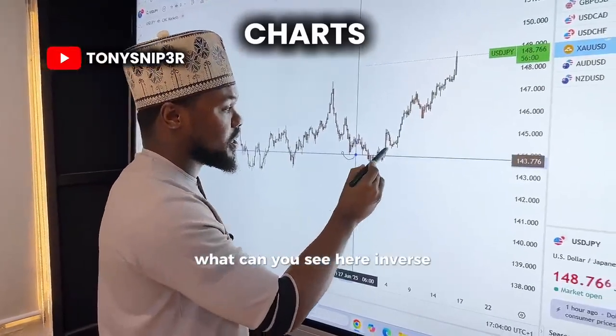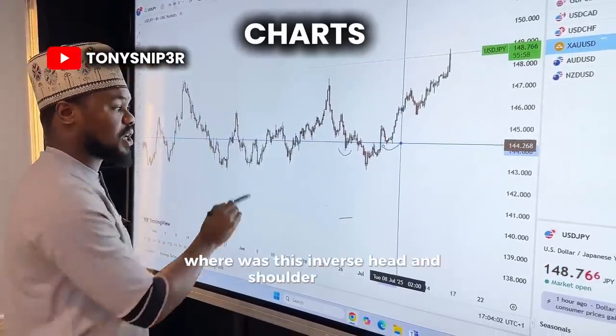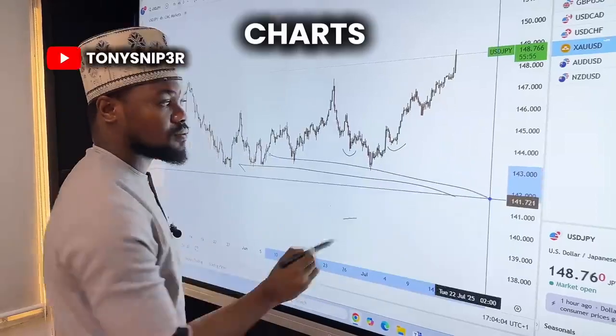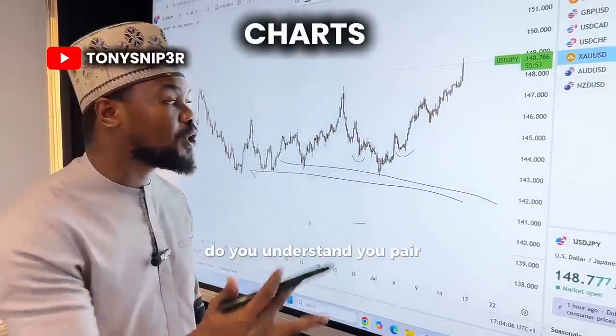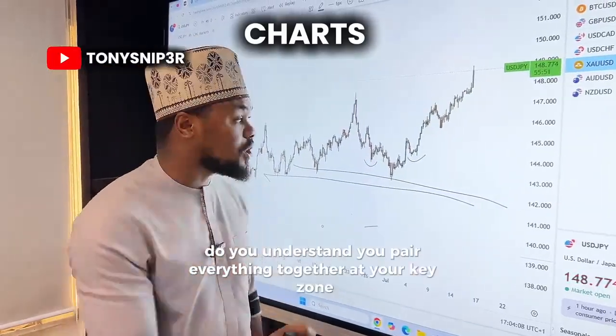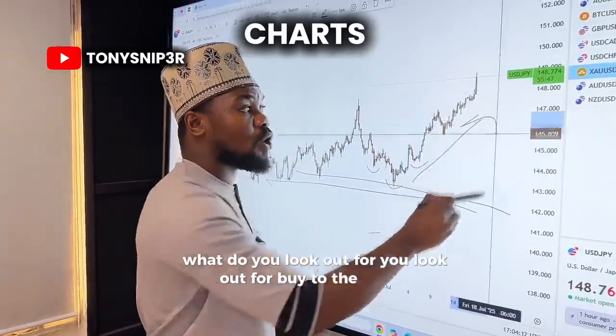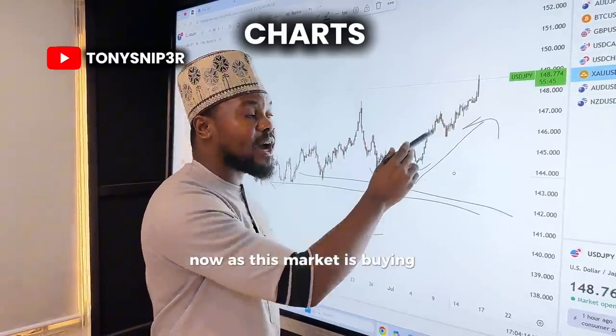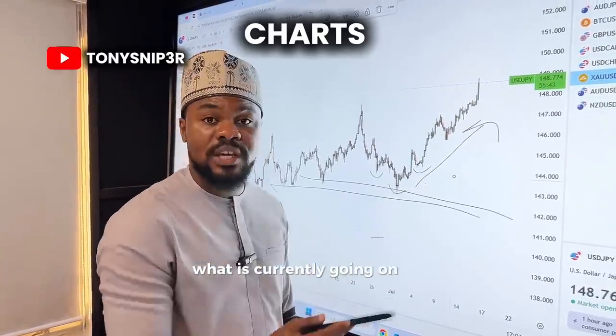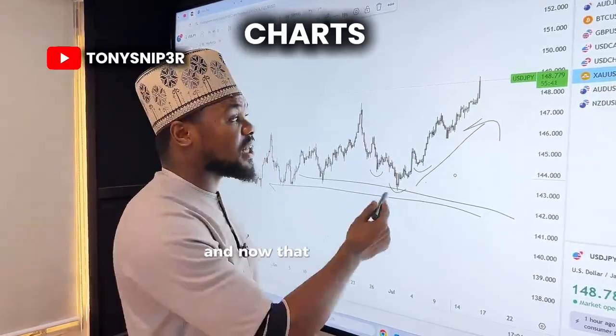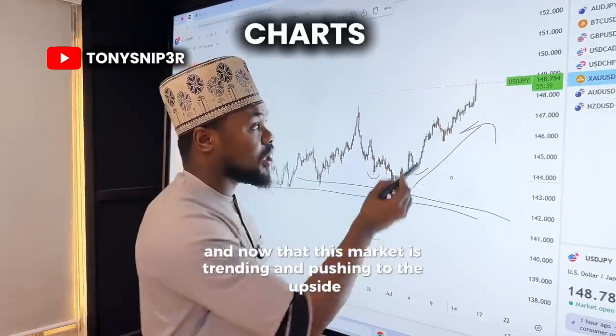Inverse head and shoulders. Where was this inverse head and shoulders spotted? At a key zone. Do you understand? You pair everything together at your key zone. Immediately you spot an inverse head and shoulders, what do you look out for? You look out for buys to the upside. Now, as this market is buying to the upside, what is currently going on here? This market is trending.